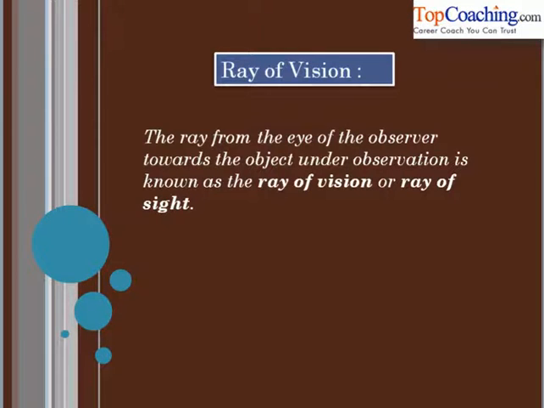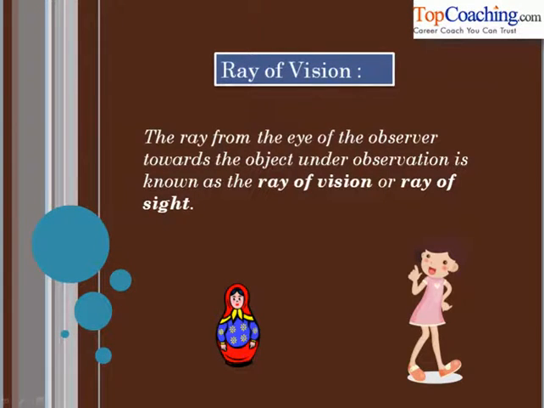For example, let us say that this is a girl and this is her doll. Now this girl is viewing her doll. A ray from her eye towards any point of the object which is under observation is known as ray of vision. So this ray is known as ray of vision or ray of sight.